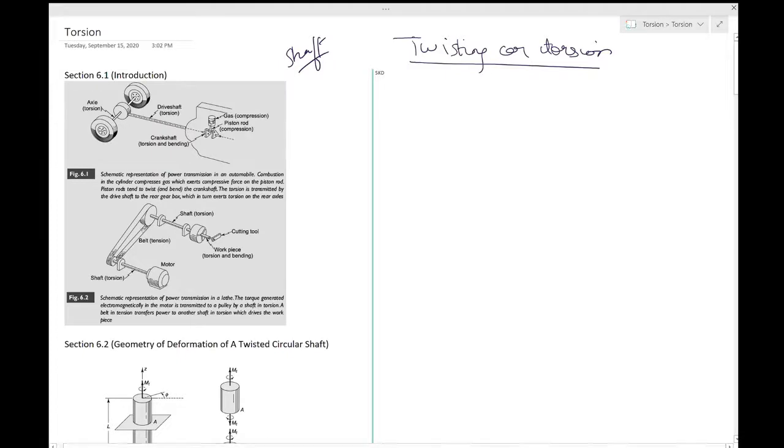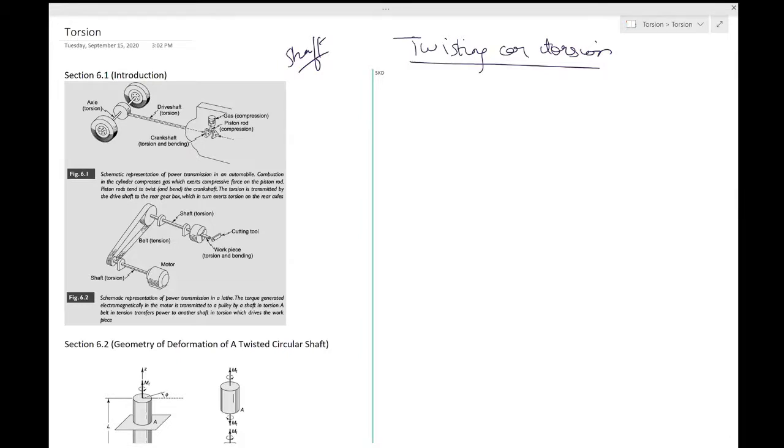Twisted shafts play an important part in many mechanisms, and a major use of such shafts is in the transfer of mechanical power from one point to another. So you have figures 6.1 and 6.2, and this is somewhat used in an automobile. Let's briefly discuss how a shaft works, where the torsion is, and finally why we would want to study torsion. Figure 6.1 shows the schematic of a power transmission in an automobile.